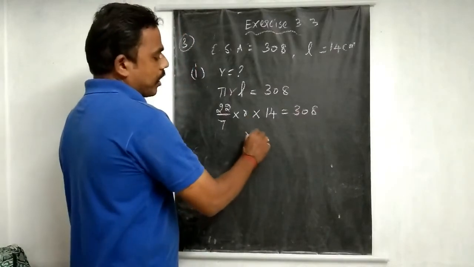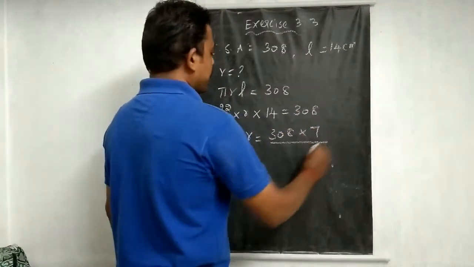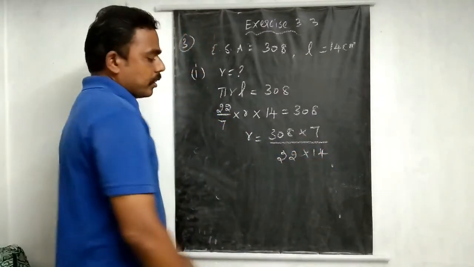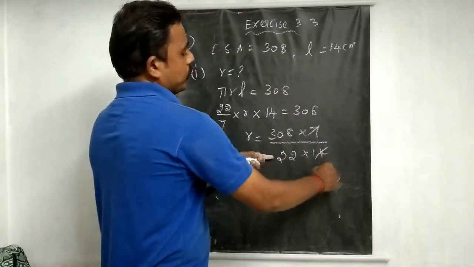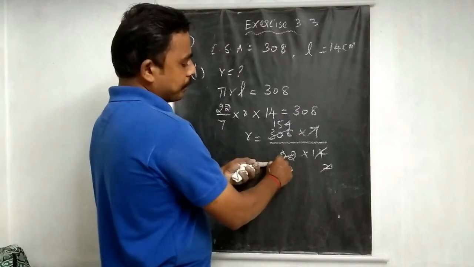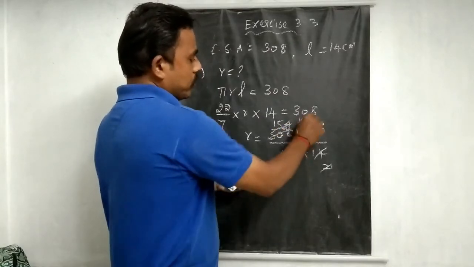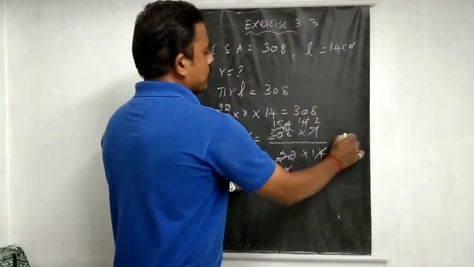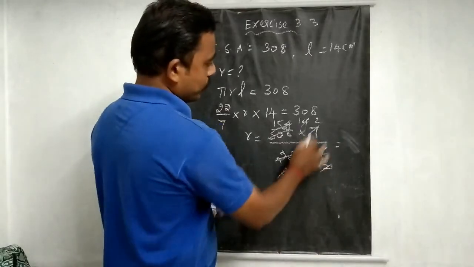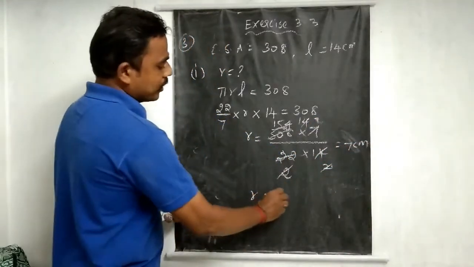So now we need to find r. So r equals 308 into 7 divided by 22 into 14. Cancel by 7. This one 4 can cancel by 11. 2 11s are 22, 1 remaining, 4 4. So r equals, I think, 7 centimeters. Sorry, 2, not 7. So for the first question, the radius is 2 centimeters.